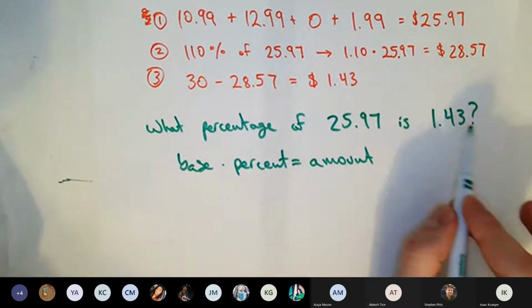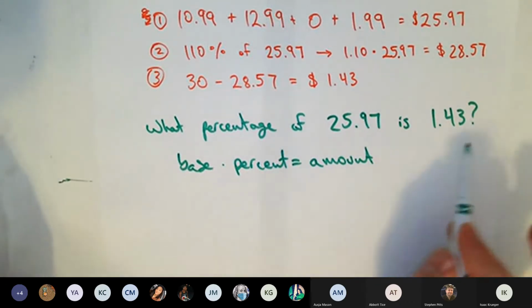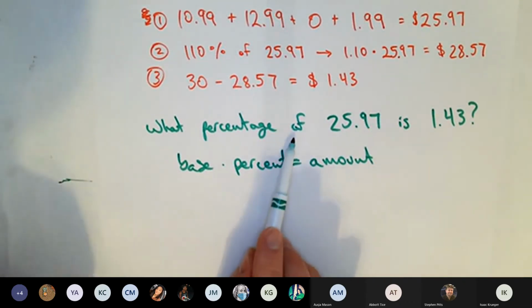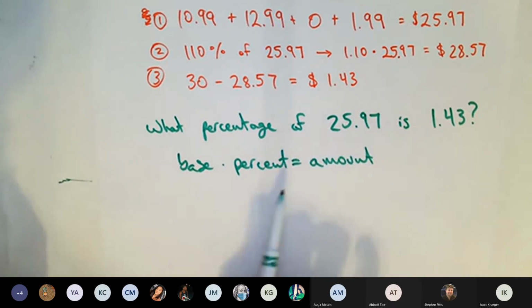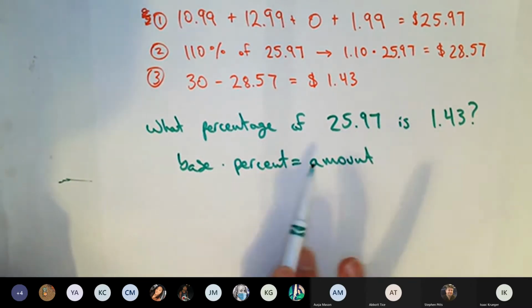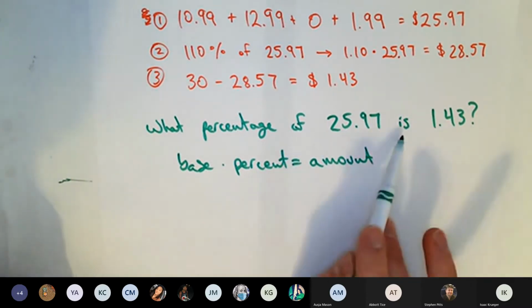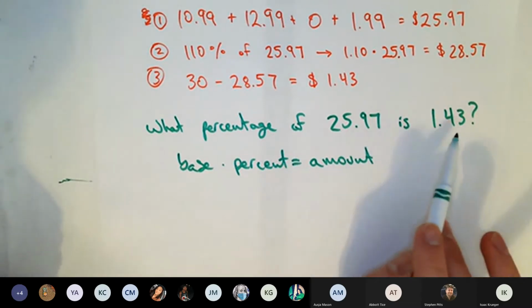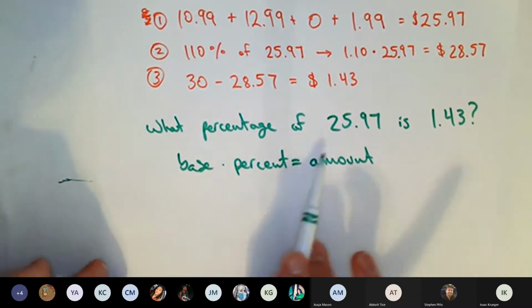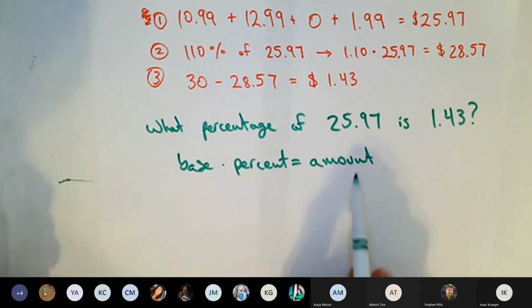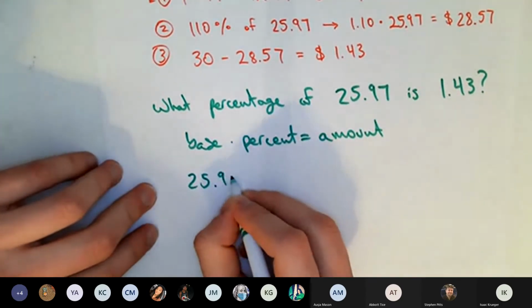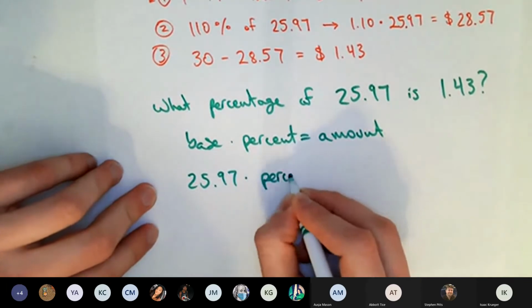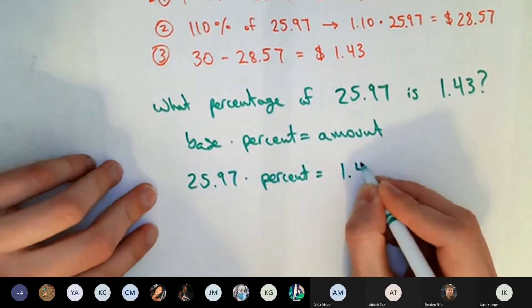And how do I know which one is the base and which one is the amount? Well, because of the structure of the way I've written my sentence, I know "of" means to multiply. So this number 25.97 must be over here attached to the percent by multiplication. Also, I see that it corresponds to the equals, right? So this number is 1.43. That should be isolated over here by itself on the other side of the equal sign as the amount. So what I'm saying is I'm going to have 25.97 times some unknown percent is equal to my amount.